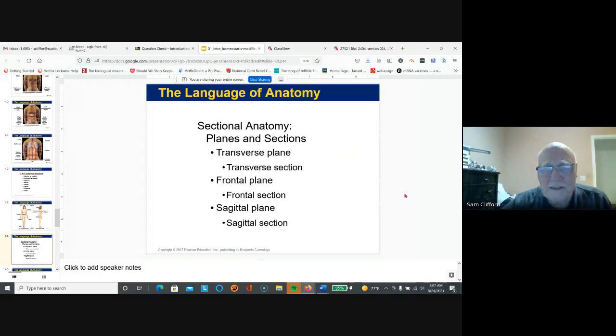Okay, what about planes and sections? Transverse plane, frontal plane, sagittal plane. So this is how an organism can be sectioned and cut through various planes to allow us to examine, MRI, for instance, or a CAT scan will help the surgeon see, for instance, whether you have fluid on your heart, whether you have fluid in your lungs, whether your lungs are damaged from COVID, and so on.